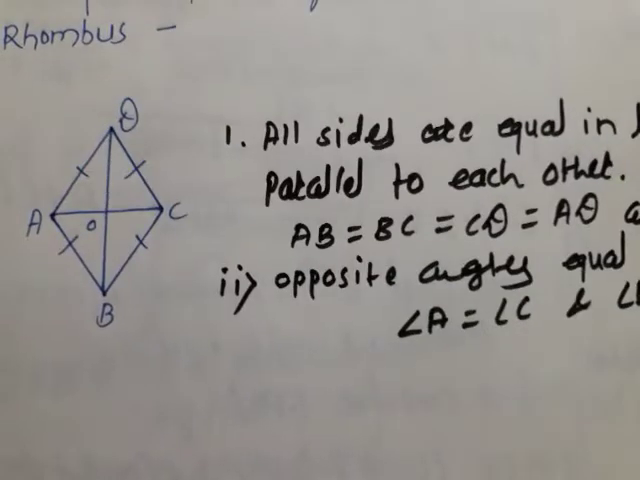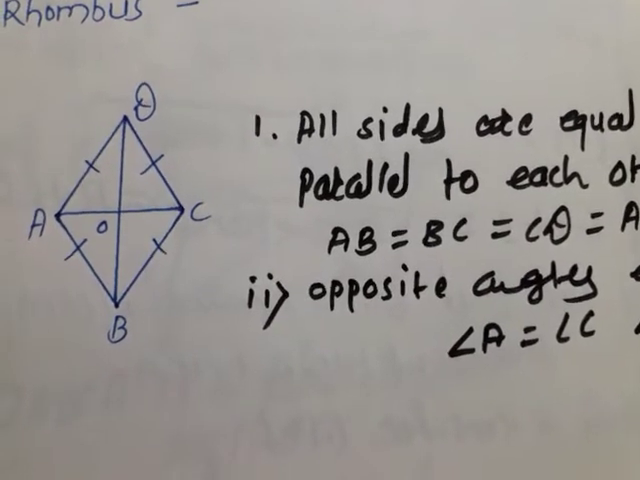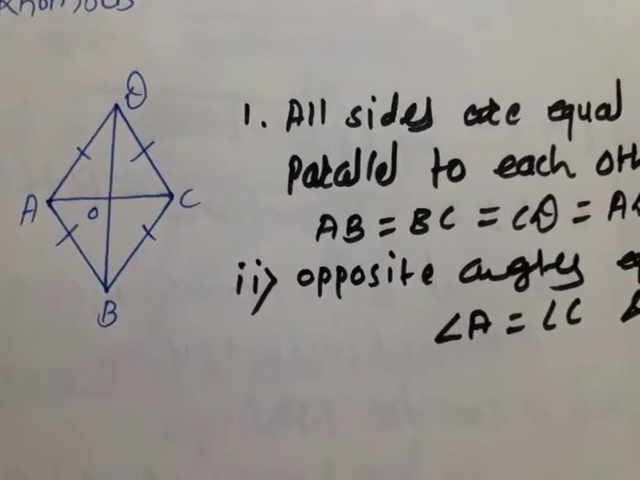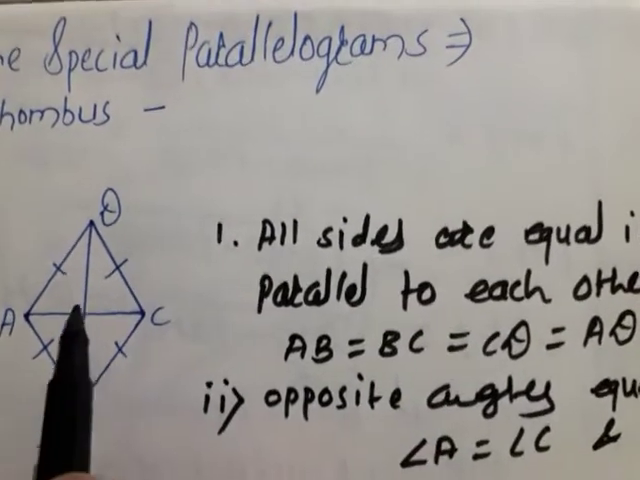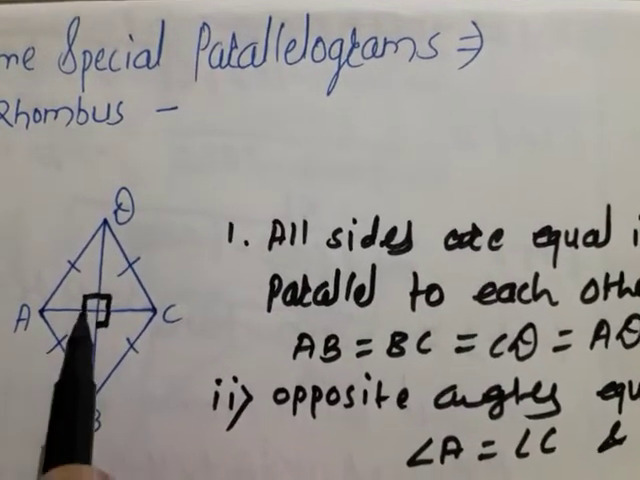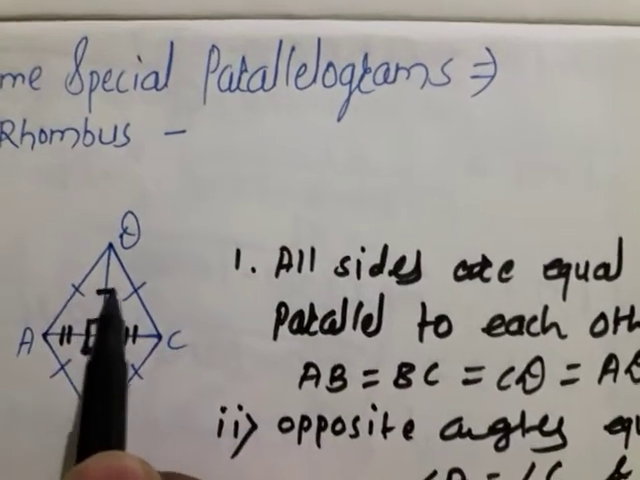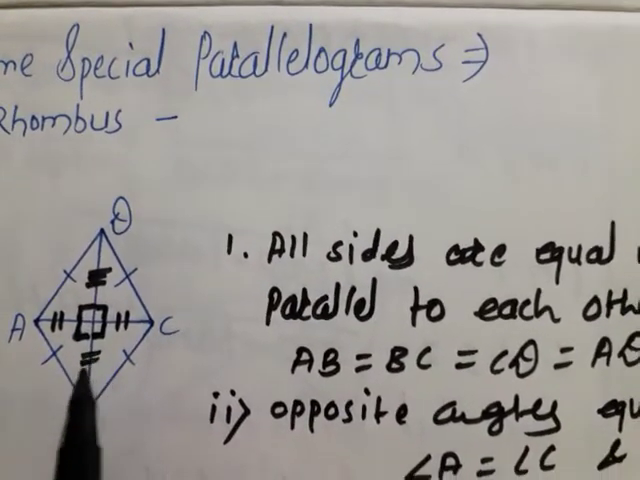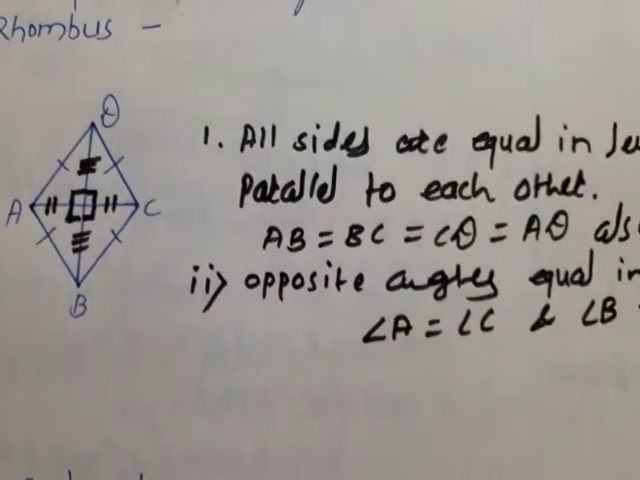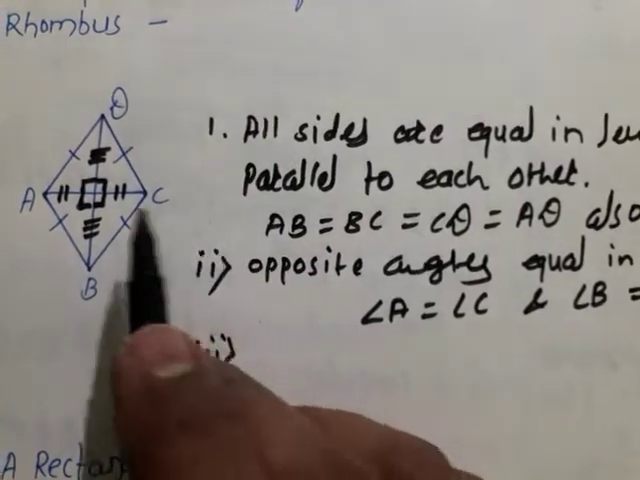Next, if you look carefully, here you will get the third property. In this figure you will see the diagonals of a rhombus are perpendicular bisectors of each other. Perpendicular bisector means here 90 degrees, here 90 degrees, here 90 degrees, here 90 degrees, and this part is equal to this part. Remember, bisector means two equal parts, and perpendicular to each other.